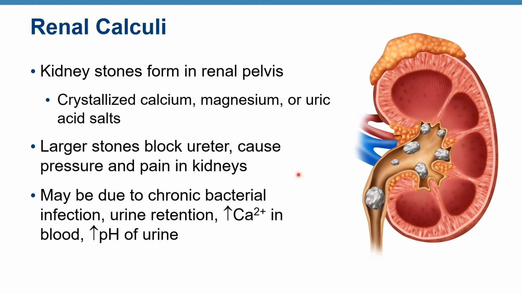Renal calculi. Renal calculi are kidney stones that form in the renal pelvis. On this diagram on your right, you see this is a renal pelvis, and here are some stones formed. Those are crystallized calcium, magnesium, or uric acid salts. Larger stones can block the ureter, as you can see over here, and it can cause pressure and pain in kidneys. This condition can be due to chronic bacterial infection, urine retention, increase of calcium in blood, or increase of pH of urine.